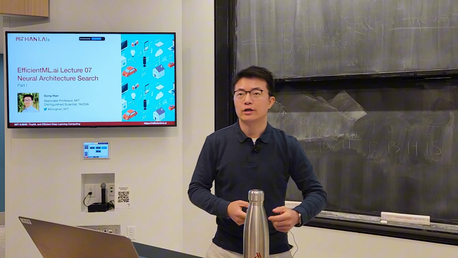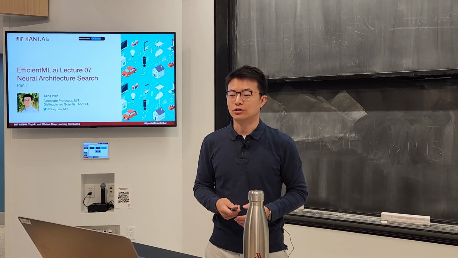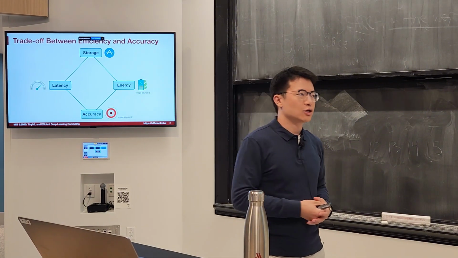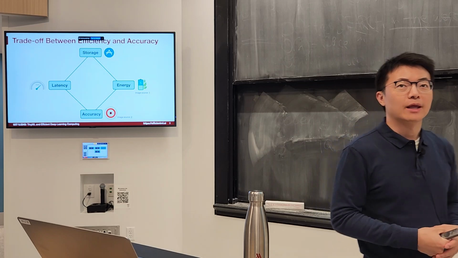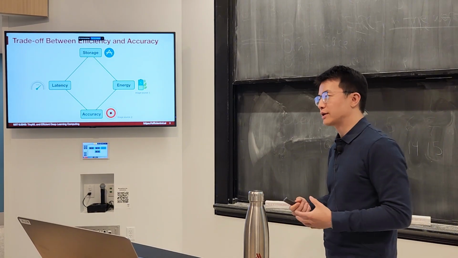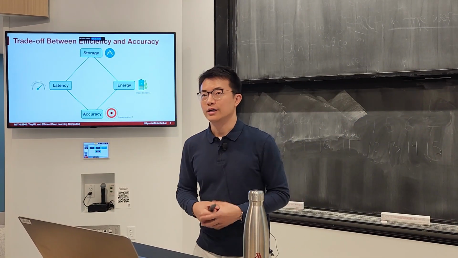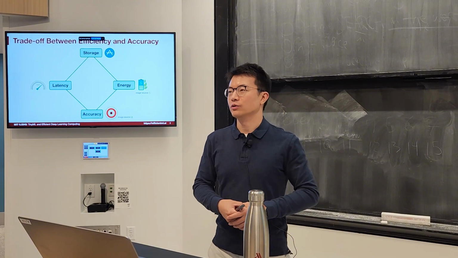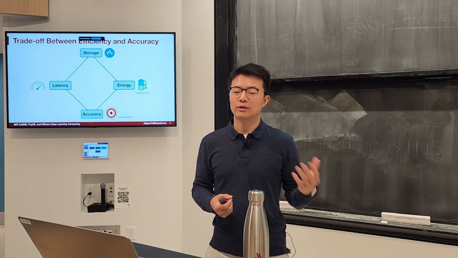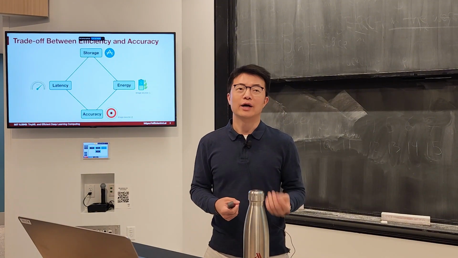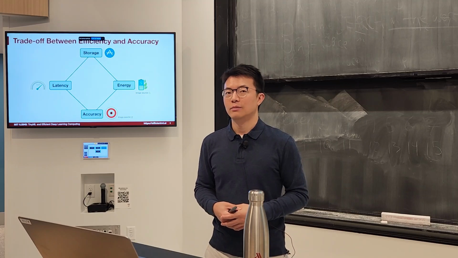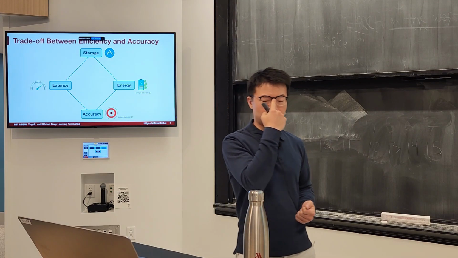So we are going to start a new section about neural architecture search. There are many trade-offs between the efficiency metrics and also the accuracy metrics. So it's very hard to get the best of both worlds. In general, we want low latency, high accuracy, low energy, and also low storage. But it's very hard to get all of them.